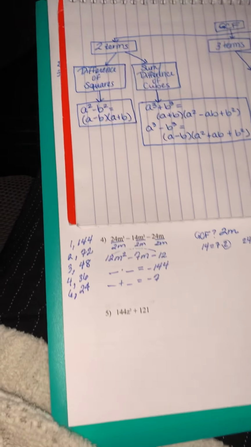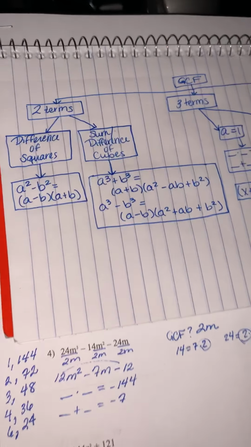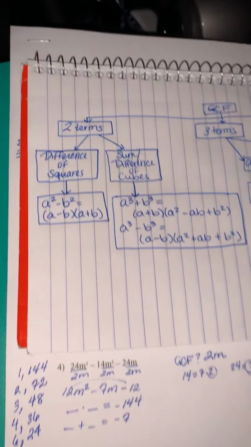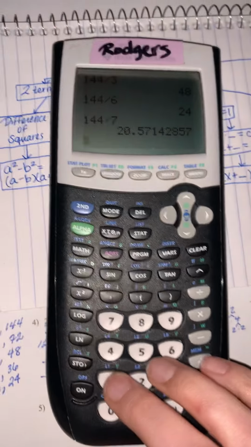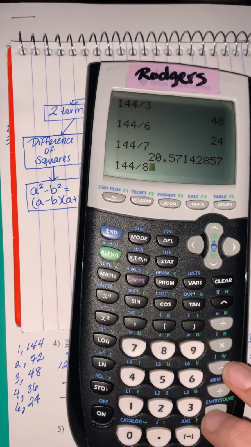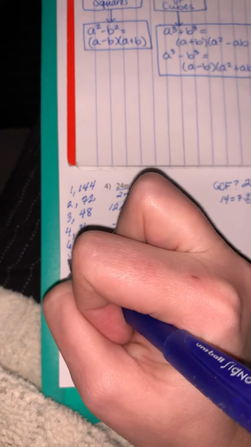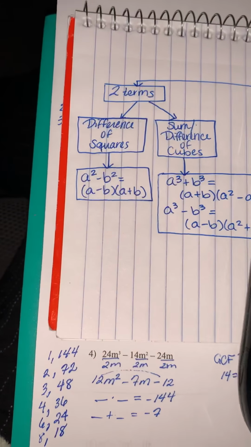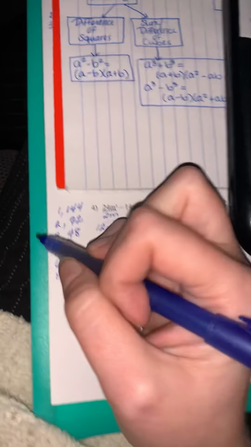Okay. 7. Nope, it does not. Okay, I just like to double check that one. 8 does. Okay. Is 8 and 18. 144 divided by 9. It doesn't. 9 and 16. And that's it. 9 and 16.